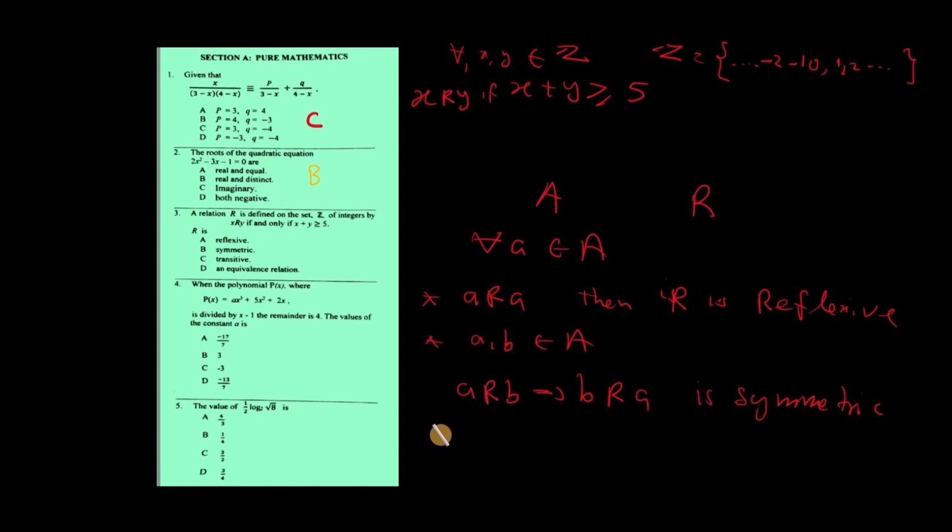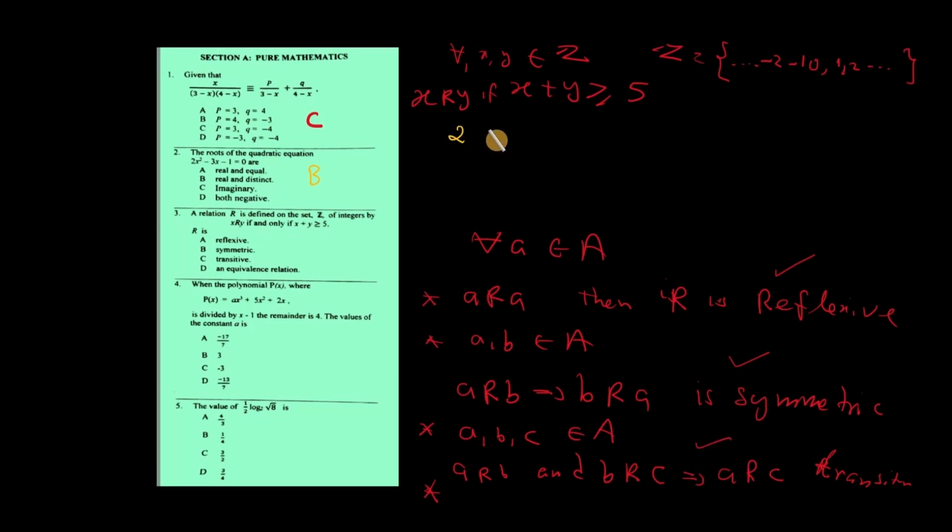Now, transitive. For every three elements, let's say a, b, c belonging to the set A, whenever a relates b and b relates c, it means a should relate c. In this case, we say the relation is transitive. A relation is an equivalence relation if it is reflexive, symmetric, and transitive.